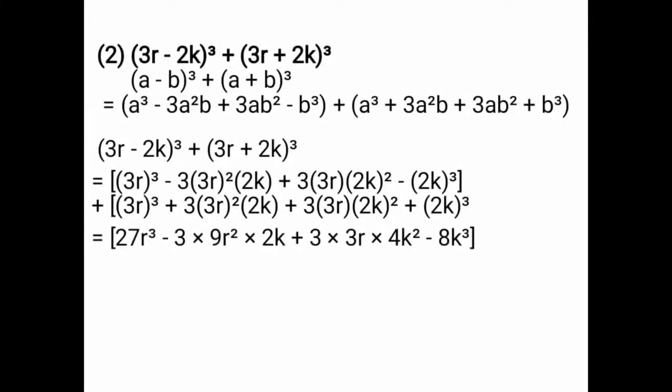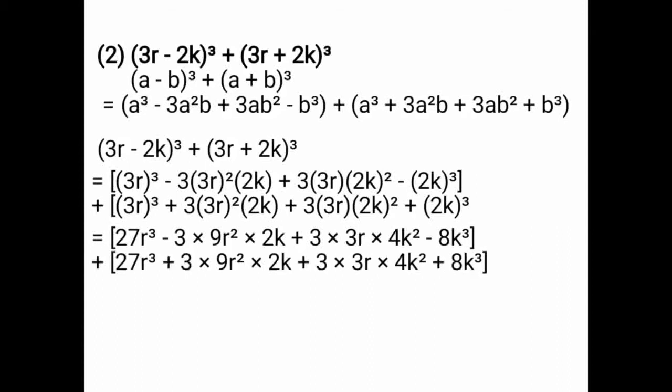that is equal to 27r cube minus 3 into 9r square into 2k plus 3 into 3r into 4k square minus 8k cube plus 27r cube plus 3 into 9r square into 2k plus 3 into 3r into 4k square plus 8k cube. 3a square b plus 3ab square, I wrote the multiplication form over here.